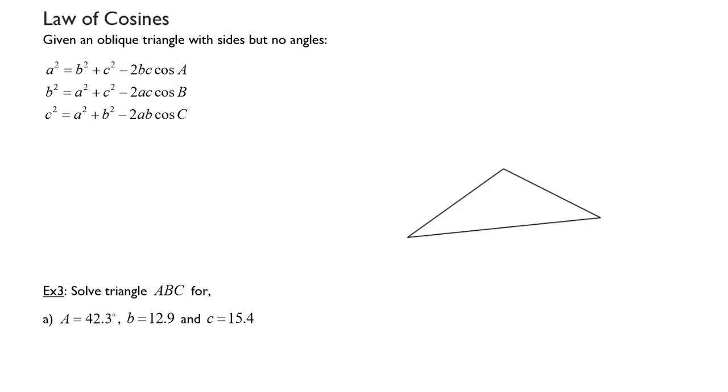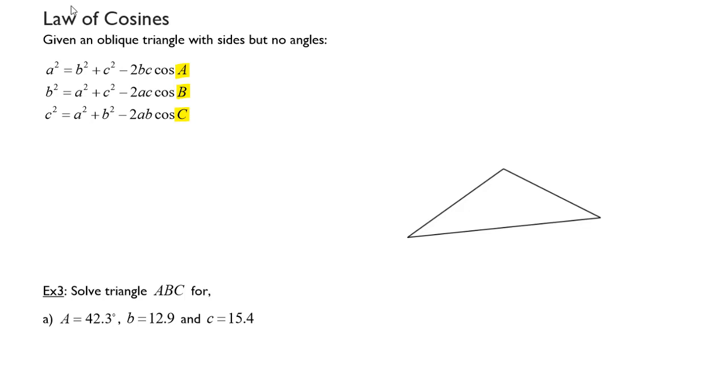Side A squared equals side B squared plus side C squared minus 2BC cosine of angle A. Side B squared equals side A squared plus side C squared minus 2AC cosine of B. And side C squared equals A squared plus B squared minus 2AB cosine of angle C. In any of these three cases, we can solve for the angle A, B, or C given whichever side has the longest dimension, which will then imply which angle is the largest.